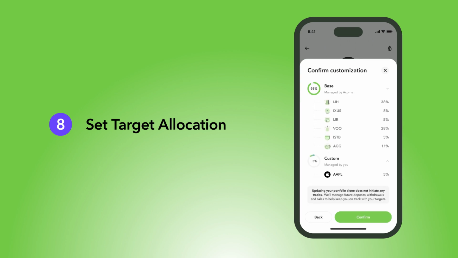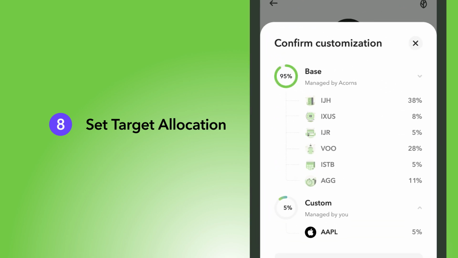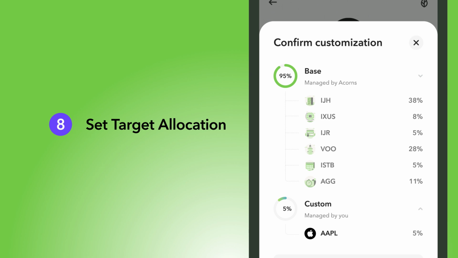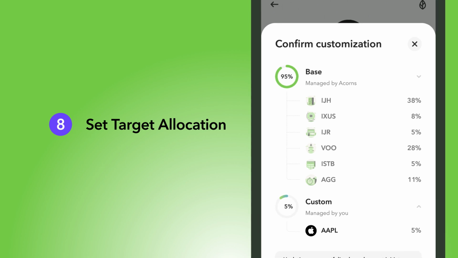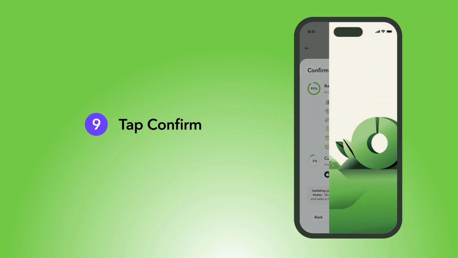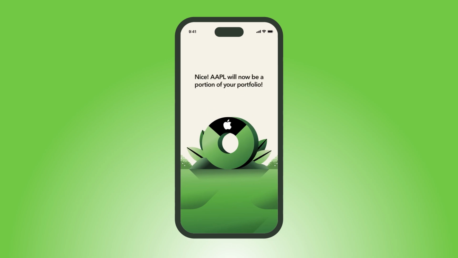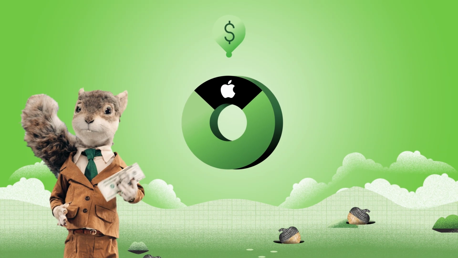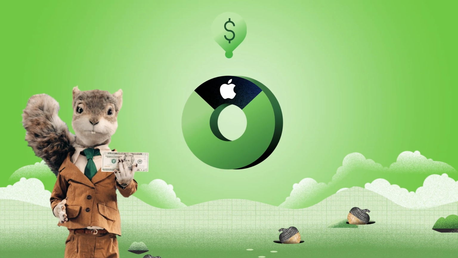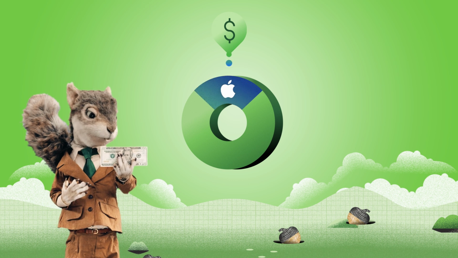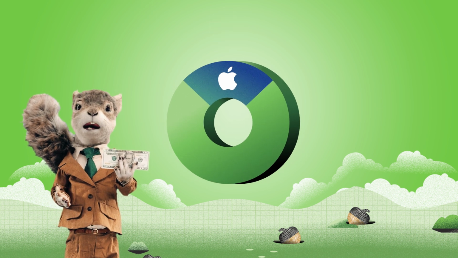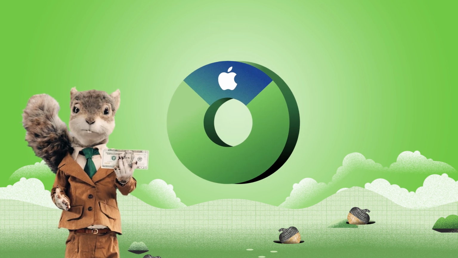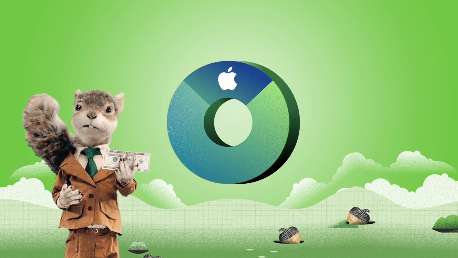Finally, confirm your customization. From here, you can see how your base and custom portfolios add up to equal 100% of your total invest portfolio. Tap Confirm to save. Now, any investments will fund your new custom stock or ETF addition until it reaches its target percentage. Once that percentage is reached, your future investments will switch back to being spread across your overall portfolio.